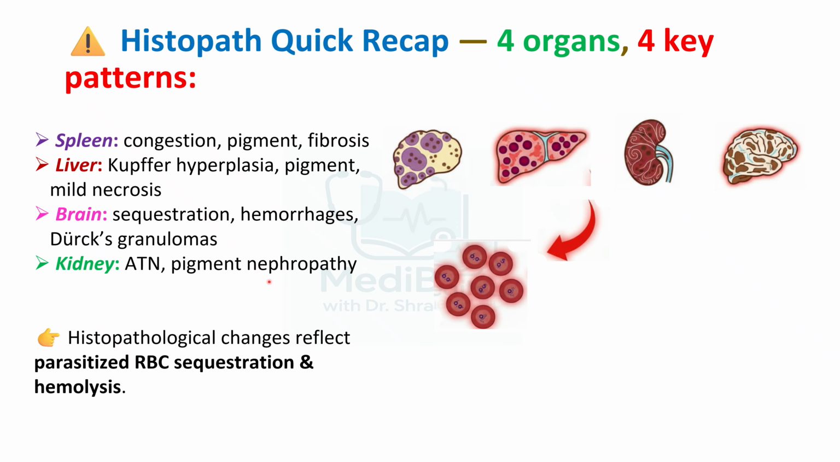The common theme here is sequestration of parasitized RBCs and hemolysis. That's the parasite's ultimate game plan. So next time you hear malarial histopathology, don't panic. Just think of these 4 organs and their signature patterns.